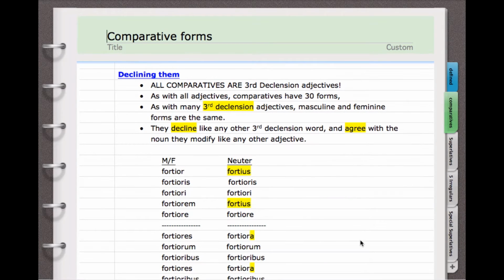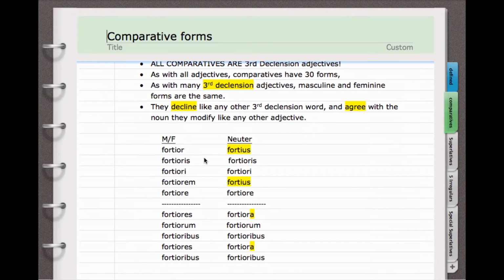So when we decline comparatives, we need to remember that all comparatives use third declension endings. And like many third declension adjectives, the masculine and feminine forms are the same. They decline like many other third declension words and agree with the nouns they modify. So here is the chart for third declension adjectives. In the masculine and feminine, fortior, fortioris, fortiori, fortiorem, fortiore, plural, fortiores, fortiorum, fortioribus, fortiores, fortioribus.